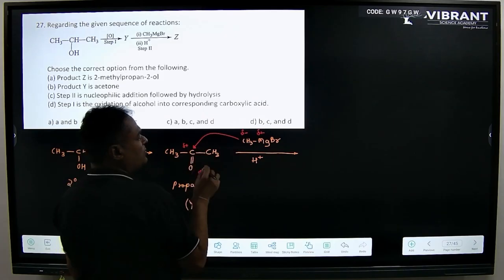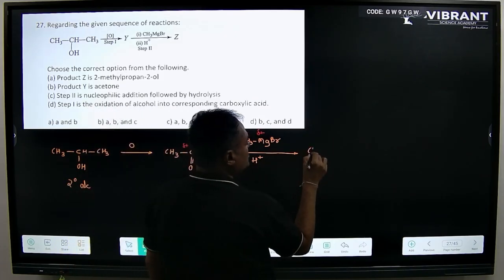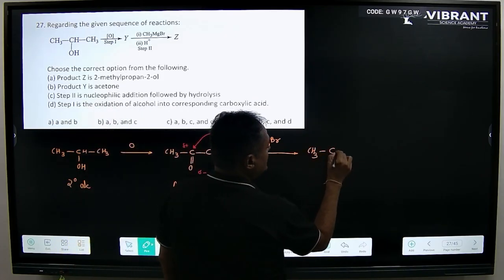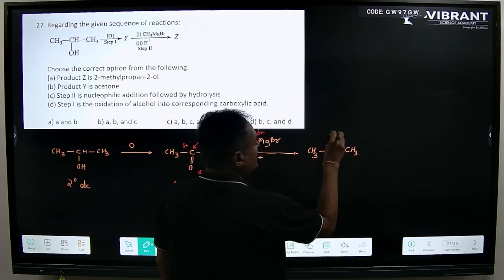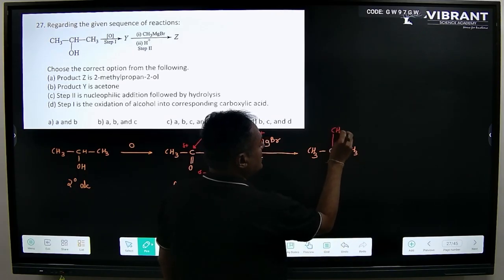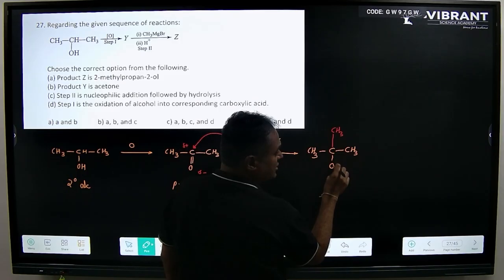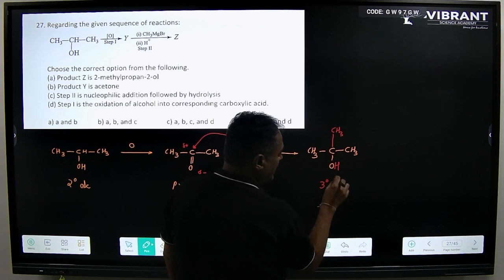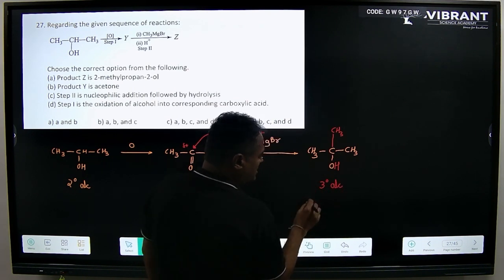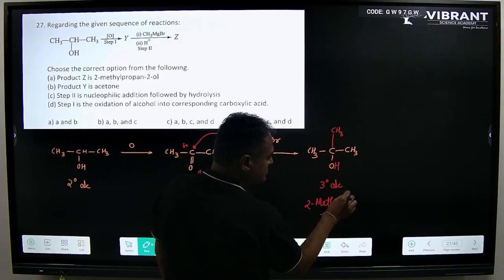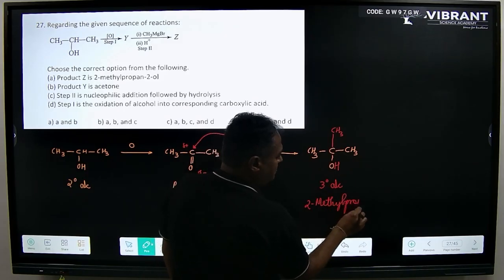Yes, and the product obtained will be what? CH3, CH3. Here you have got O, correct? Your methyl part has been added over here, and you have got that magnesium halide over here, which will later get hydrolyzed. So, you will get nothing but a tertiary alcohol, and the name of this compound, I think, is 2-methyl propan-2-ol.